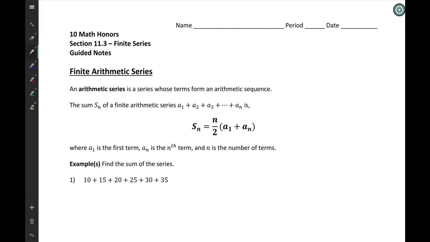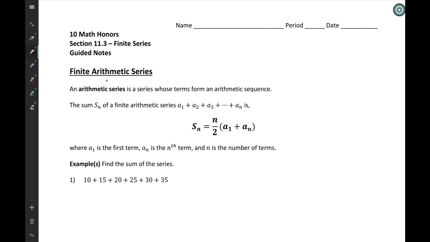To the third set of notes in our series and sequence unit. This is called finite series. So our first type of finite series is a finite arithmetic series. An arithmetic series is a series whose terms form an arithmetic sequence. And this is when you have a pattern of adding.